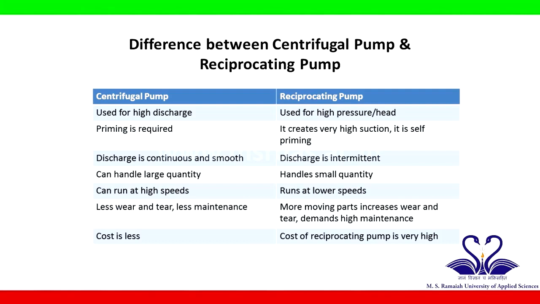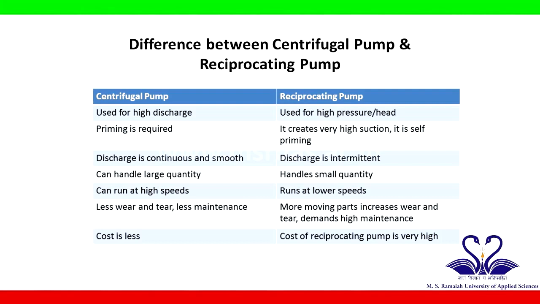Discharge in a centrifugal pump is continuous and smooth, but in a reciprocating pump, the discharge is intermittent and fluctuating. Centrifugal pump can handle large quantities of liquid, but reciprocating pump can handle small quantities. Centrifugal pump has less wear and tear and thus less maintenance. However, in a reciprocating pump, there are a lot of moving parts and hence it demands high maintenance.